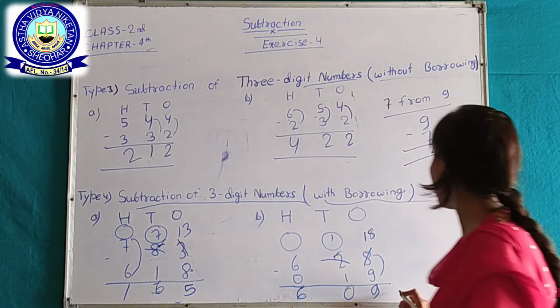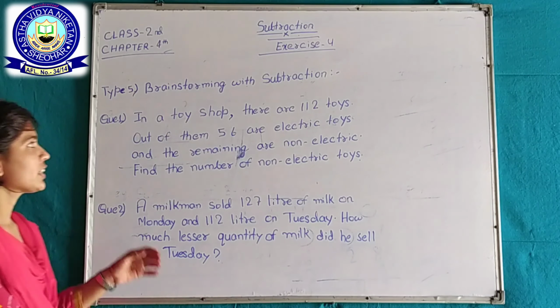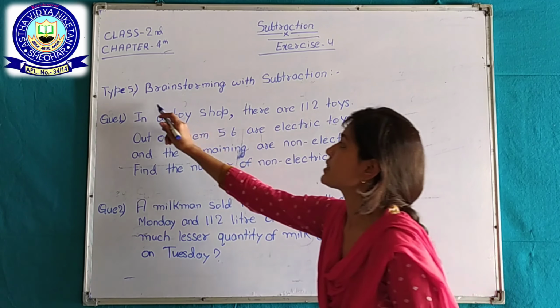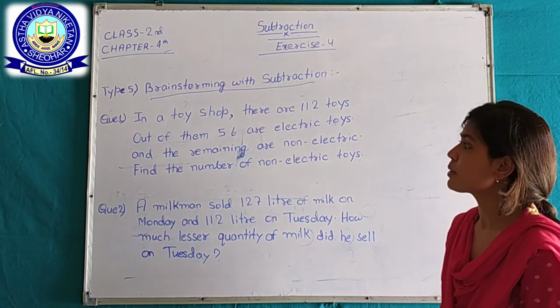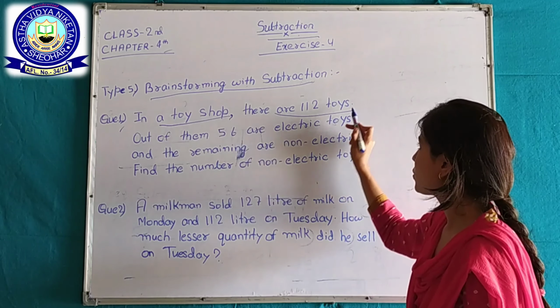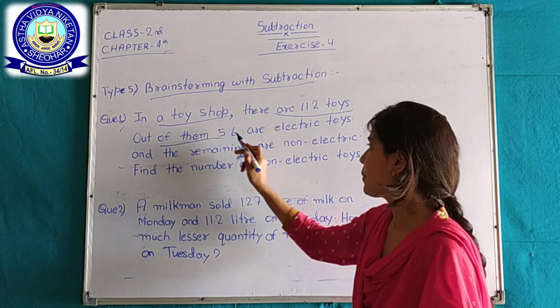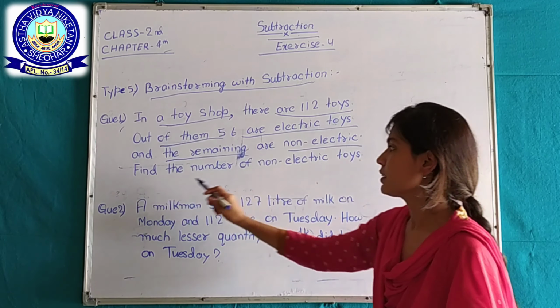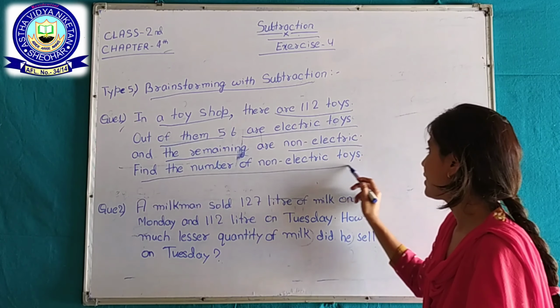This is your type 4 question, and this is your type 5 question and the last question of your exercise 4. Here are some brainstorming questions with subtraction. Question 1. In a toy shop there are 112 toys. Out of them 56 are electric toys and the remaining are non-electric. Find the number of non-electric toys.